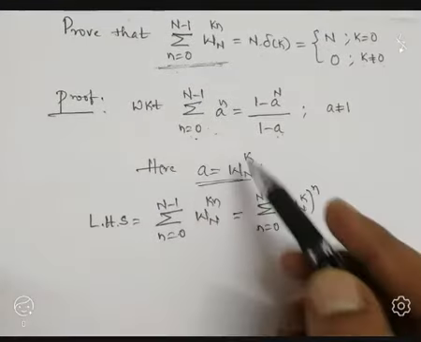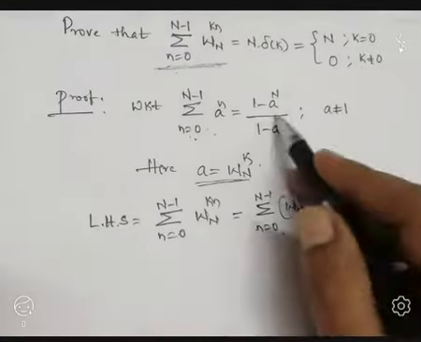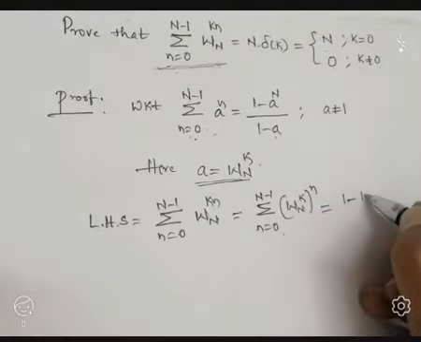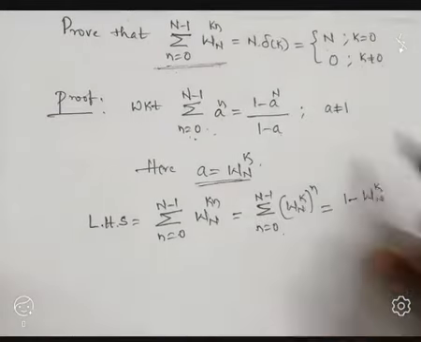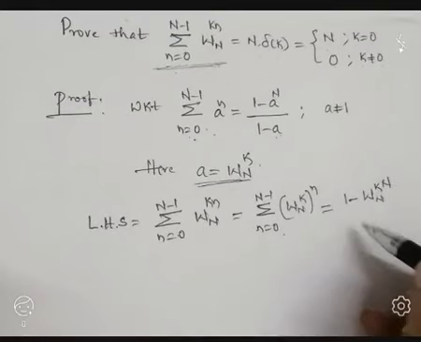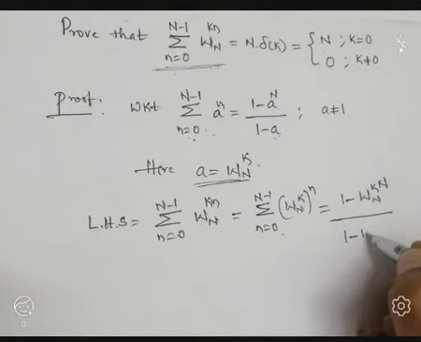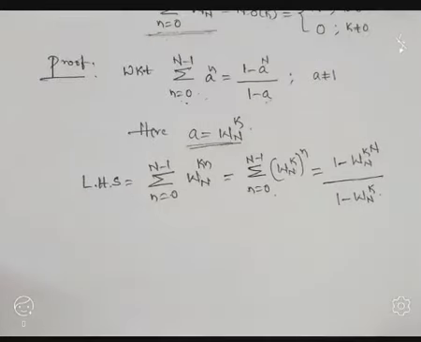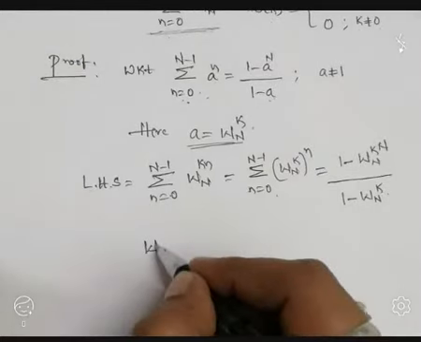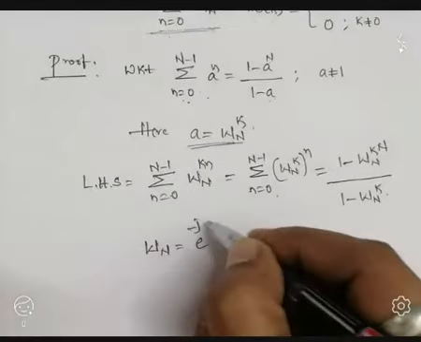Then if it is so, then what will be the RHS? 1 minus a equal to what? 1 minus W_N to the power k, to the power N, divided by 1 minus W_N to the power k. But already we discussed what W_N stands for. It is the twiddle factor. The value of the twiddle factor is e to the power minus j 2 pi by N.